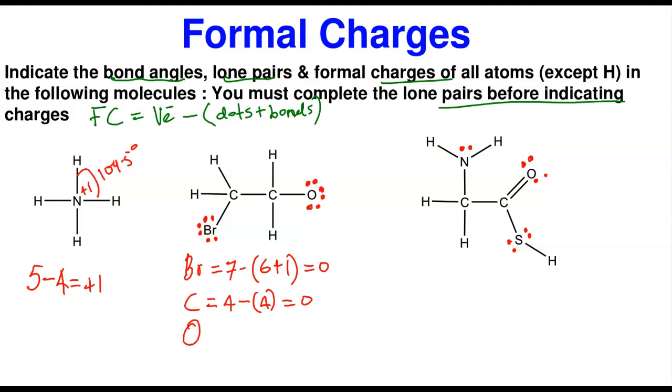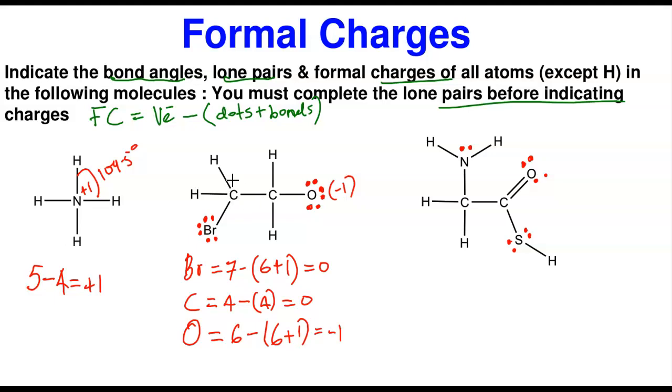So what about this oxygen? Oxygen is in group 6. So it has 6 electrons in the outermost shell. We say 6 electrons, which is the valence, minus. How many dots does it have? It has 2, 4, 6. It has 6 dots plus 1 bond. So 6 plus 1 is 7. So 6 minus 7 gives us -1. So what that tells us is that the formal charge here is going to be -1. Others are not charged, so they are neutral. You don't have to put them.